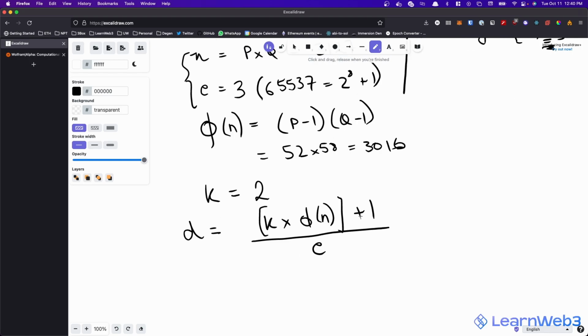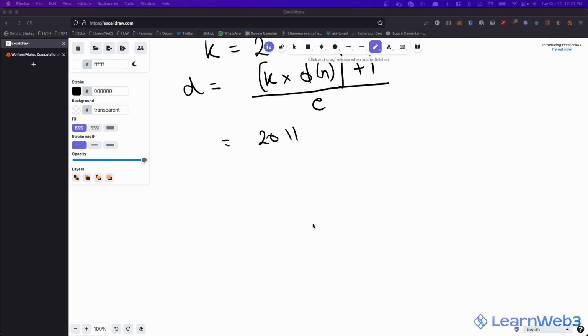We'll get into where this equation comes from. If we do the calculations based on the numbers we have chosen, this will come out to 2011. Now let's talk about where this is coming from and basically what is going on over here.